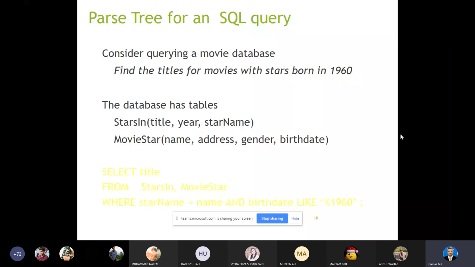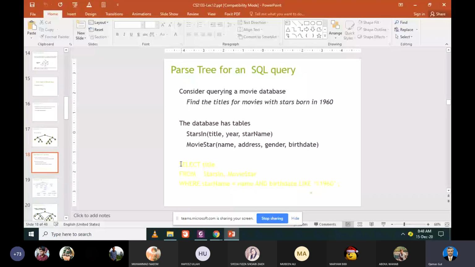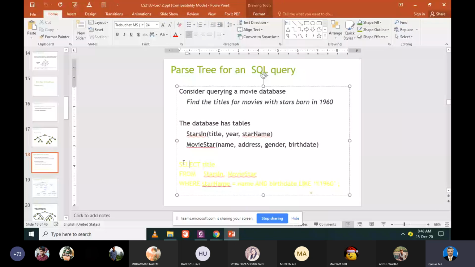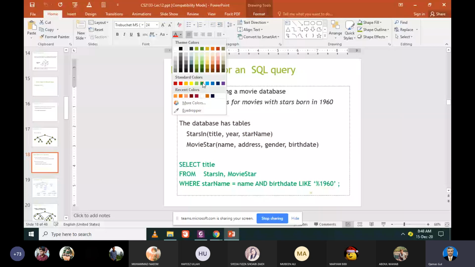So that SQL query language also uses a parse tree, which is also a type of binary tree. So this is another usage of the binary tree. Consider querying a movie database. I'm giving you an example of the parse tree. Let's suppose you have a movie database and you want to query that.